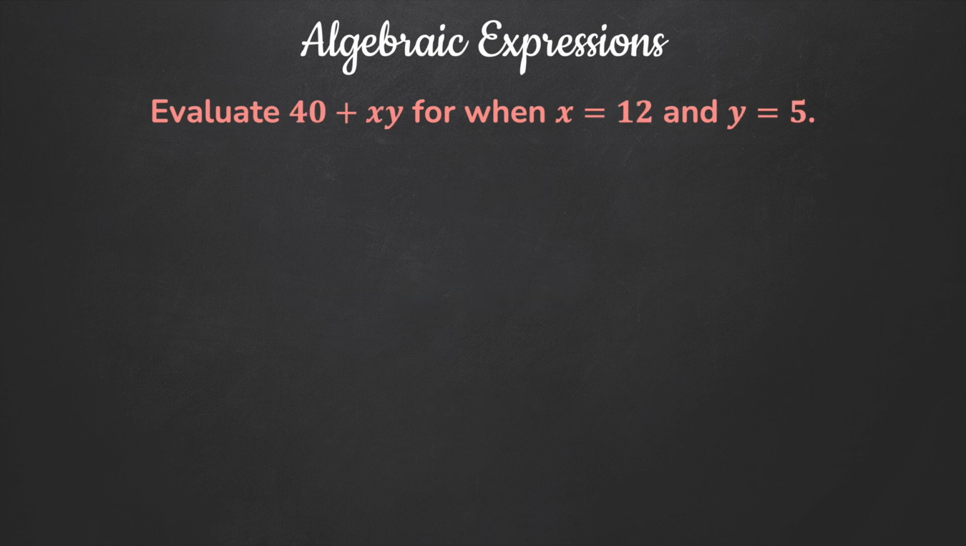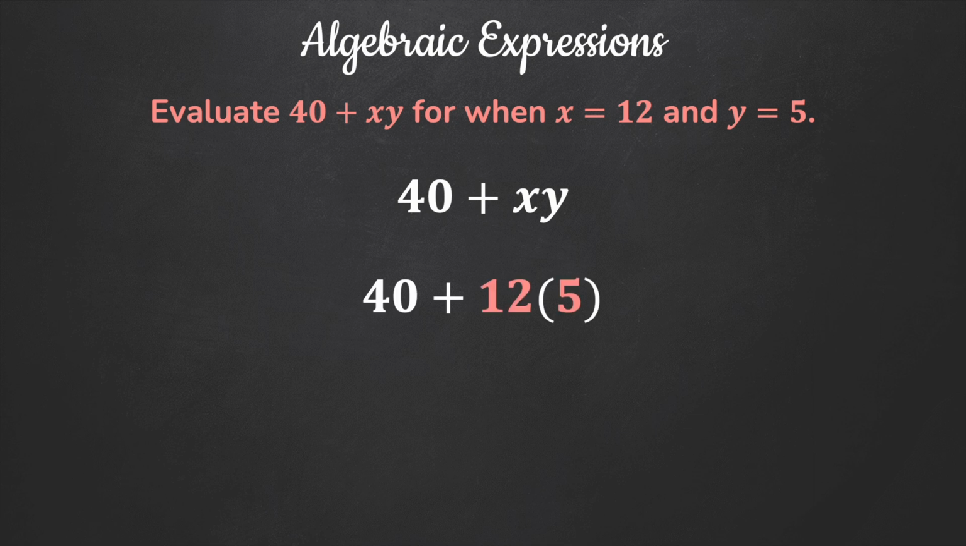In our next example, we have evaluate 40 plus xy for when x is equal to 12 and y is equal to 5. So here in our expression, we have addition and multiplication between the variables. The first thing we want to do is substitute our variables for their known values. So we're going to substitute x for 12 and y for 5. And according to order of operations, we do multiply before we add. So 12 times 5 is equal to 60. And then 40 plus 60 is equal to 100.